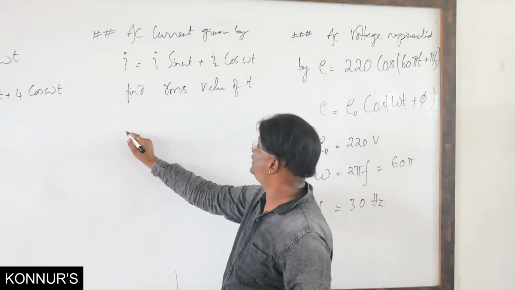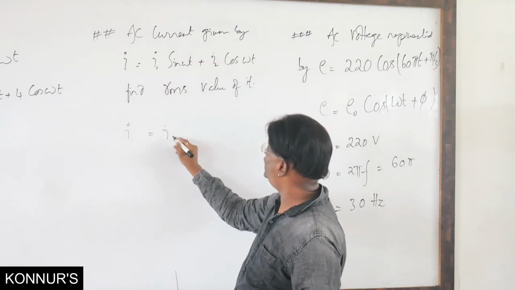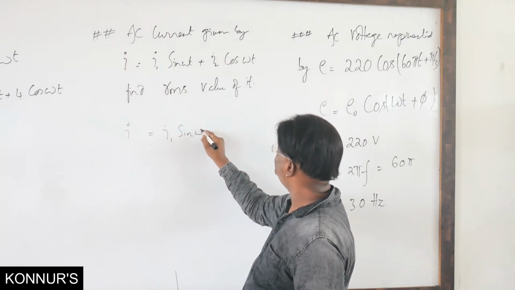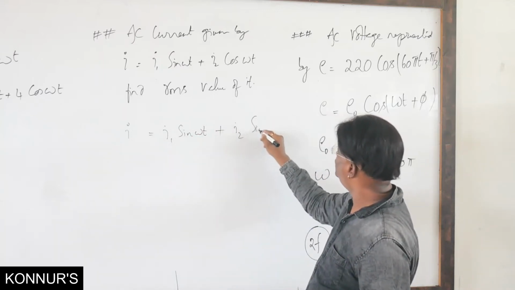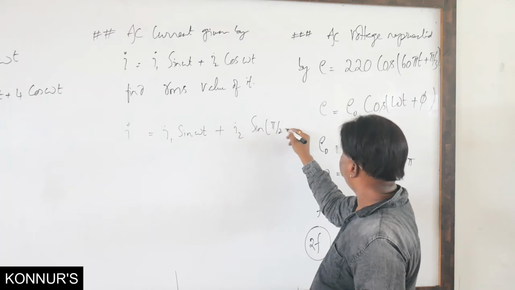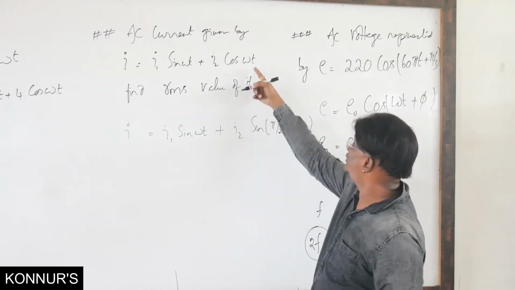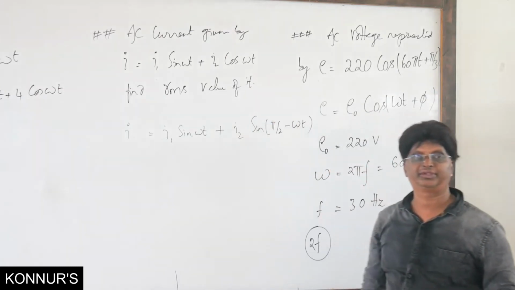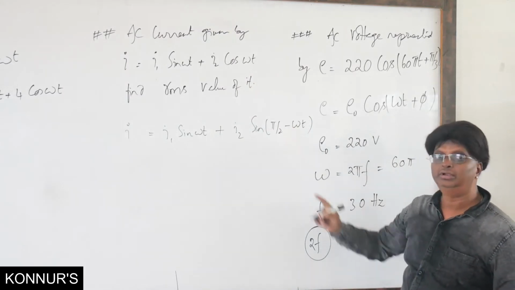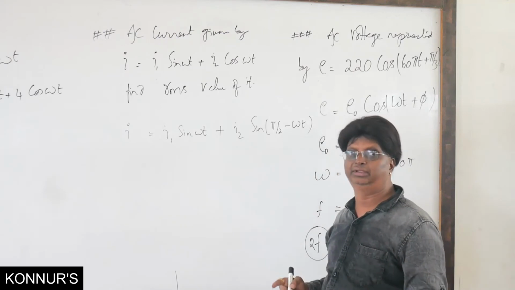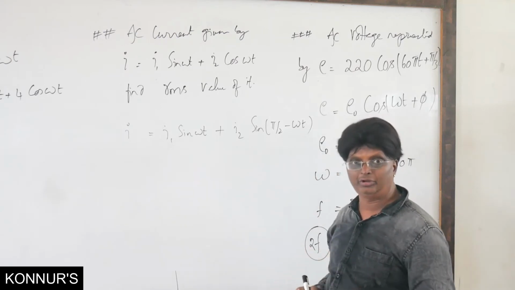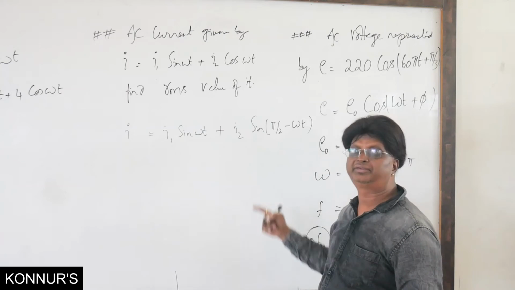I will write it as I is equal to I1 sin of omega t plus I2 sin of pi by 2 minus omega t. Cos theta is written in terms of sin of 90 minus theta. So what is it that we observe? It is nothing but overlapping, a superposition, of two AC signals.